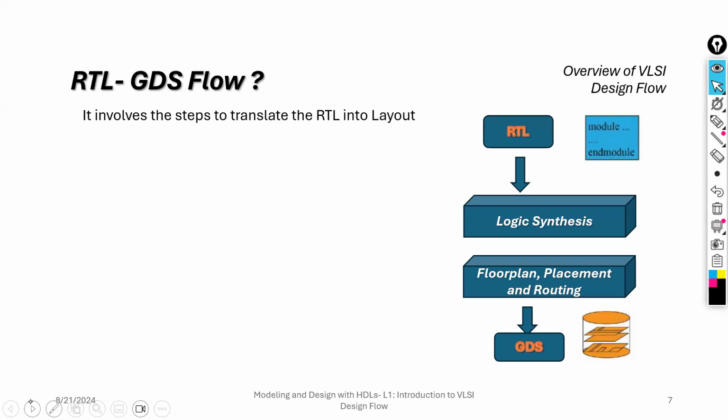The first one is called logic synthesis. The second one is called floor plan, place and route. Our intention is to create RTL code and convert the RTL code into a layout in this particular process. Let us see what are the different steps here we can observe. These are, as I mentioned, the major steps, right?